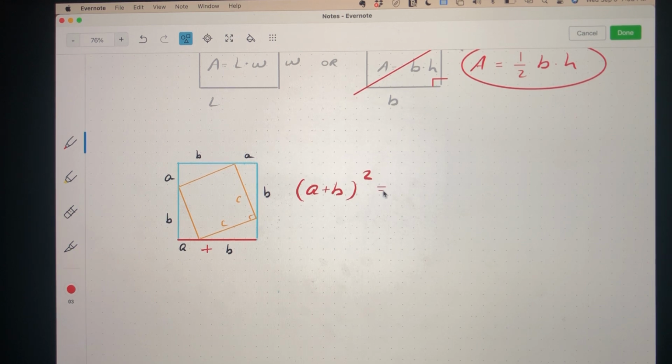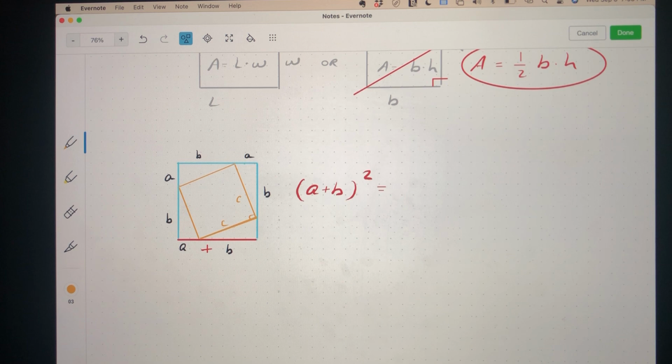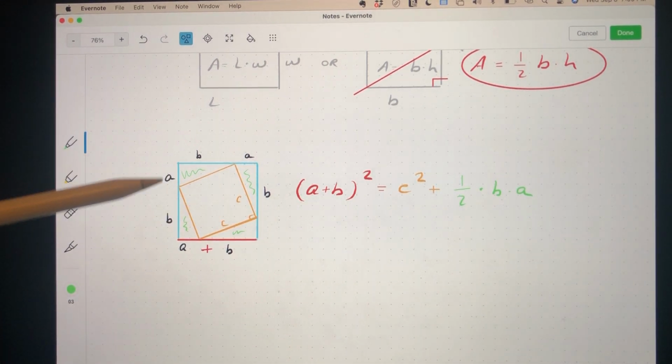Also, we can do it a different way. We can say that the square is made up of the small square, which is, again, length times width, which is C times C, plus we also have 4 smaller triangles inside. And each triangle has the area of 1/2 of the base times height, and the base is B and the height is A. So how many of these triangles do we have? Each one has this area, but we have 4 of these triangles, so we will multiply this by 4.